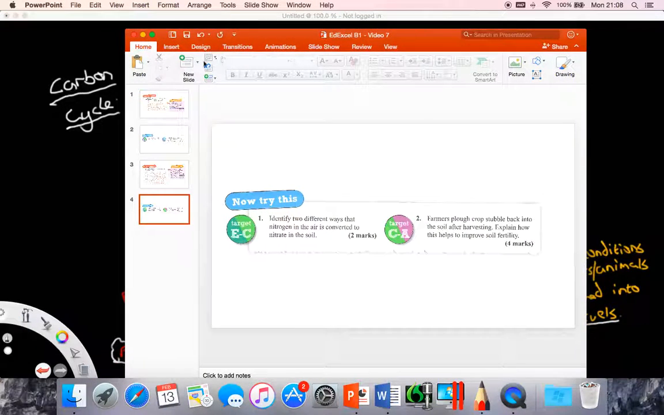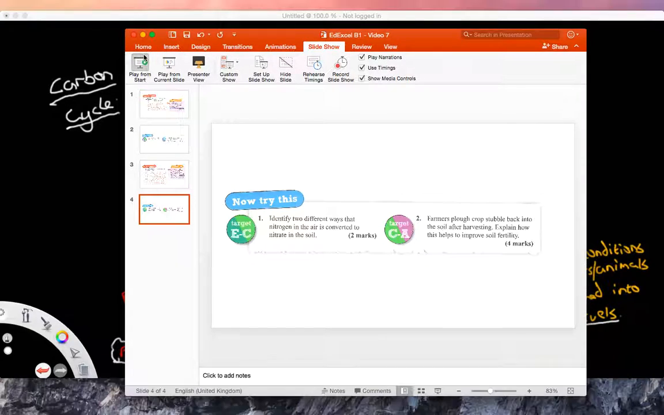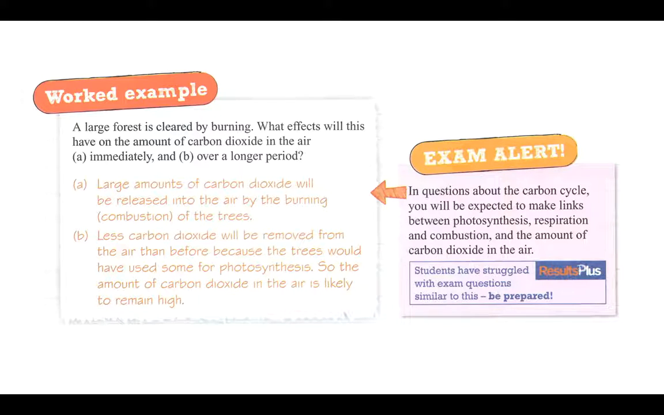So, if we have a look at the first worked example, it says a large forest is cleared by burning, what effects will this have on the amount of carbon dioxide in the air immediately and over a longer period? So, immediately, large amounts of carbon dioxide will be released into the air by the combustion of the trees. We're burning the trees, so we're releasing a lot of carbon dioxide. Whereas over a longer period, less carbon dioxide will be removed from the air than before because the trees would have used some of it for photosynthesis. Okay? So the carbon dioxide is likely to remain high.